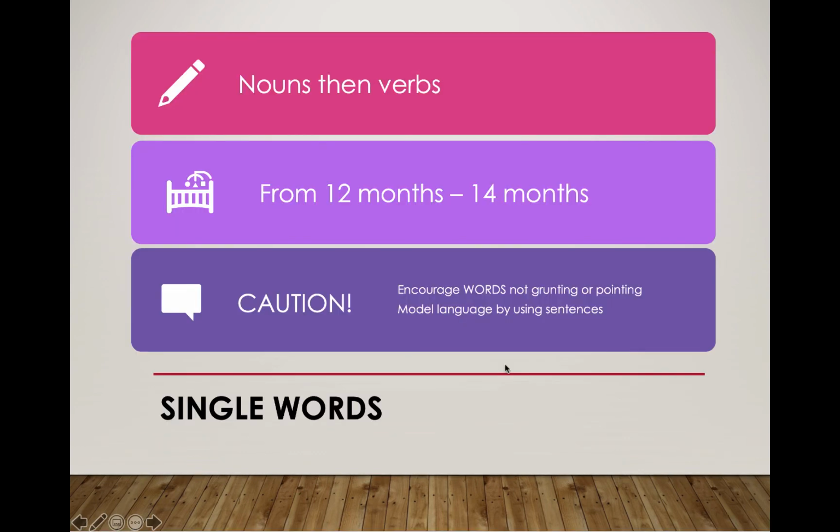So this is just a review of all the things that I just did, a little bit more in order. And you can see, I didn't tell you this, from 12 months to 14 months. And then again, caution: encourage words, not grunting. I usually talk about that in class too, that kids can get really good at just grunting and pointing at what they want. And when we give it to them, we're not expecting them to say anything.